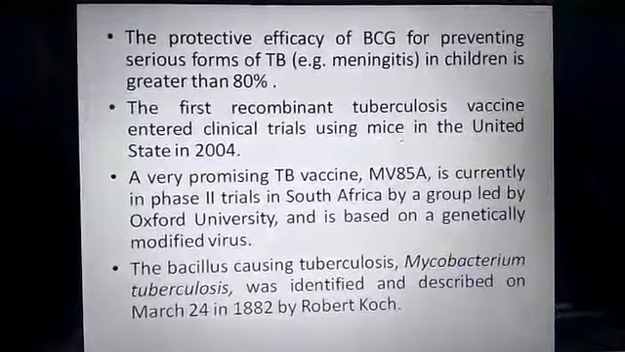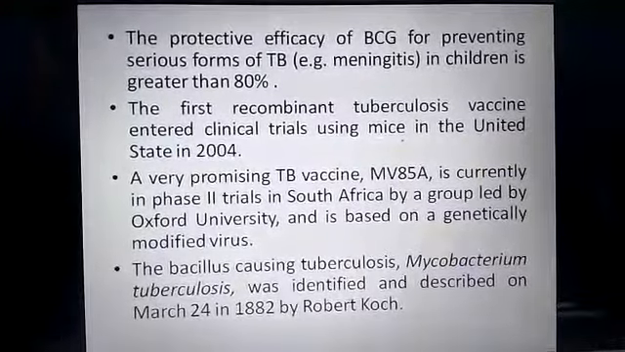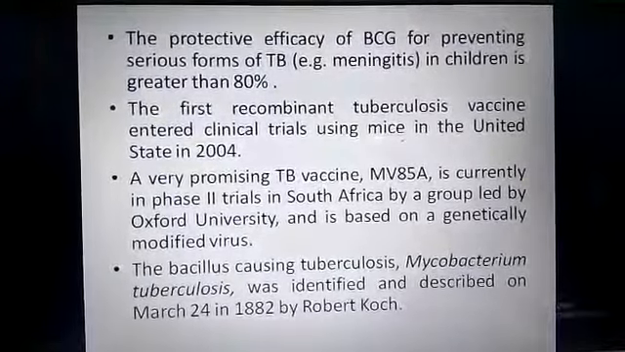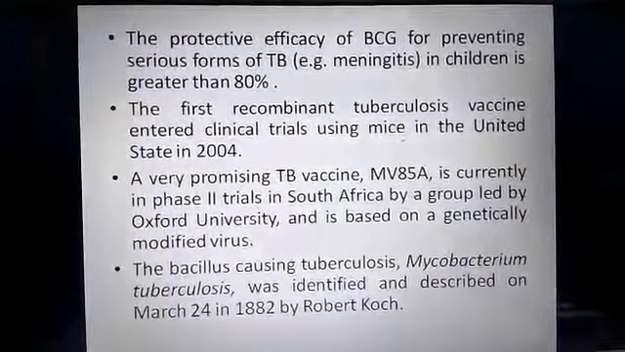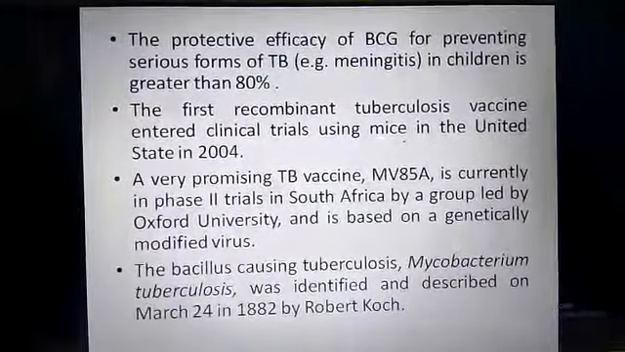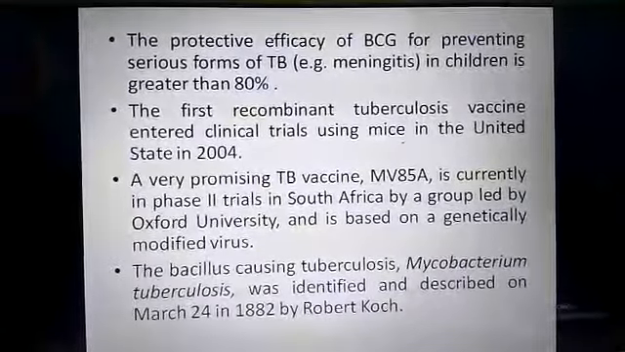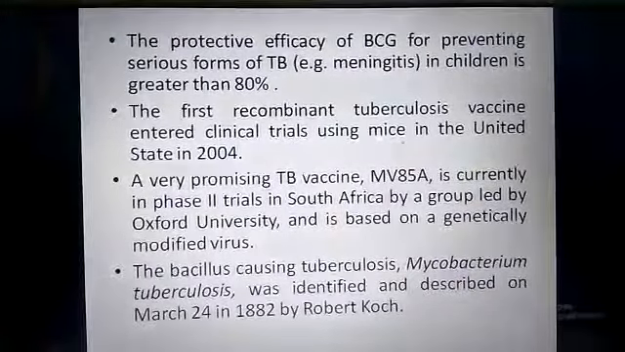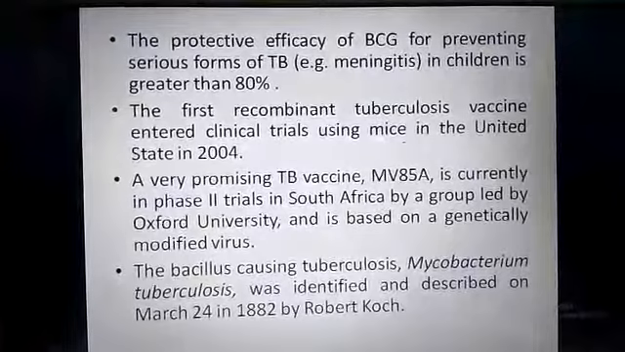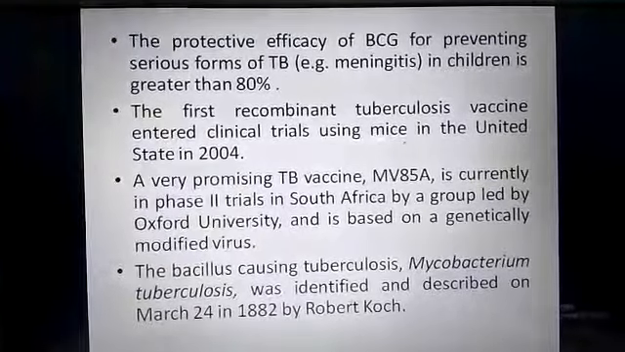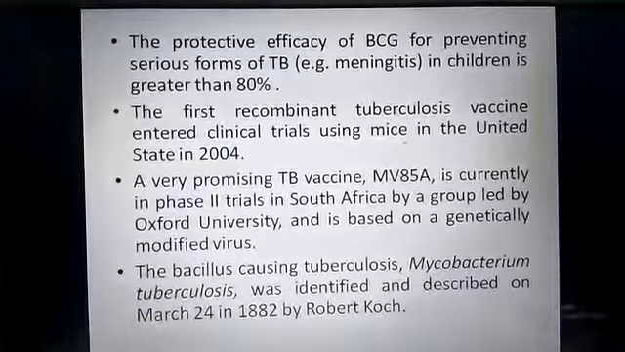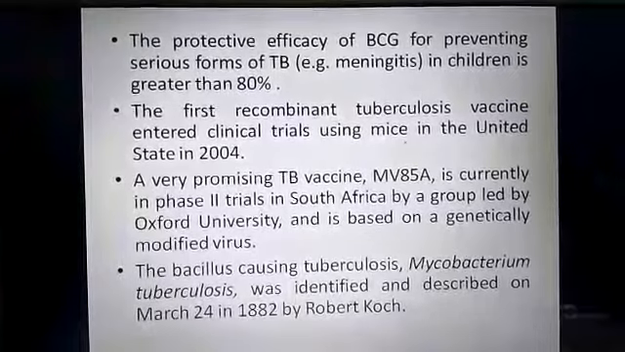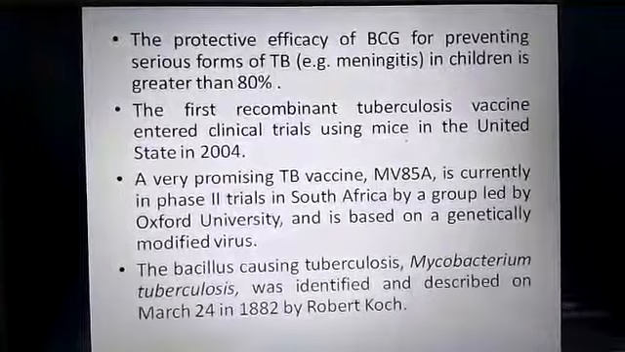The first recombinant tuberculosis vaccine entered clinical trials using mice in the United States in 2004. Now, a very promising TB vaccine known as MVA85A is currently in phase 2 trials in South Africa by a group led by Oxford University, and this vaccine is based on a genetically modified virus. This promising TB vaccine is still in phase 2 trial, yet to be developed.